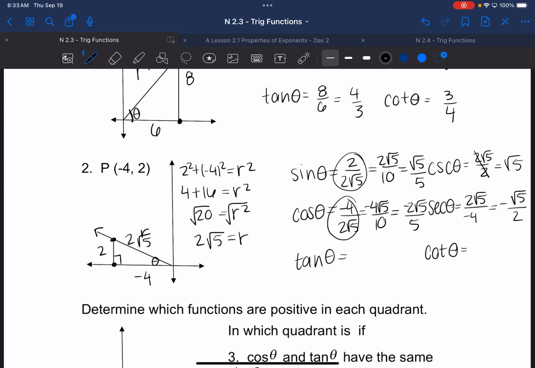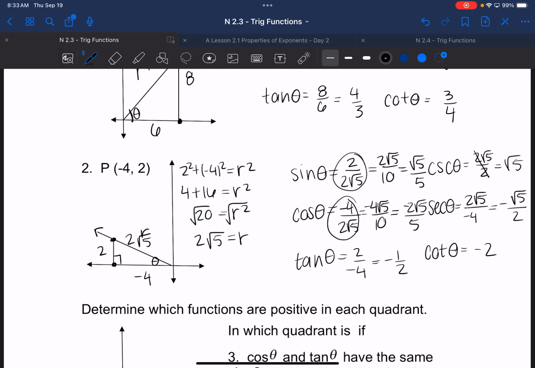Okay, and then my tangent, what would tangent be? Good, which simplifies to nice. And then cotangent would just be nice. Okay.